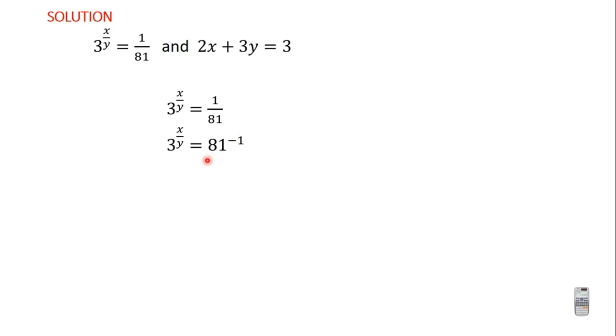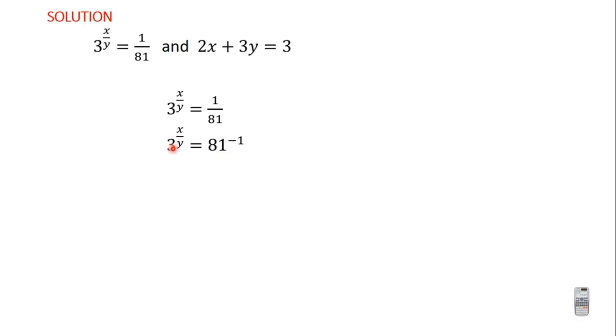We learned from the properties of indices that 1 divided by 81 is the same as 81 exponent minus 1. So 3 exponent x divided by y is equal to 81 exponent minus 1. From the video on reducing exponential equations to linear equations, we said that the main goal is to make sure that the term on the left hand side and the term on the right hand side have the same base, and that is exactly what we are going to do here.